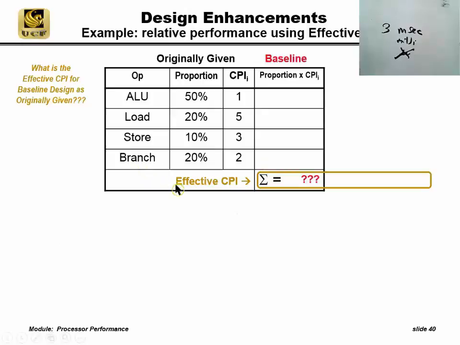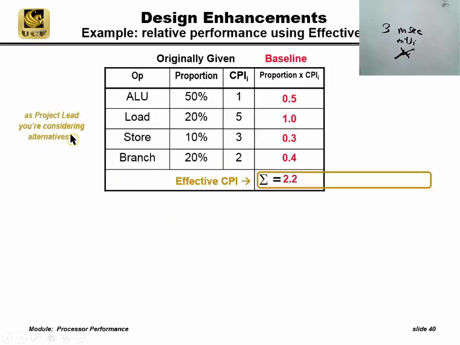So first, let's start with calculating for the baseline. How do we do this? This is, again, using proportionality constants. We're going to multiply each of these and sum them up. So you can see that the average CPI is 2.2, same as the previous example. Now, what comes next? Well, as project lead, you're considering some alternatives to make this program run faster. And you're going to be improving different aspects of the execution.